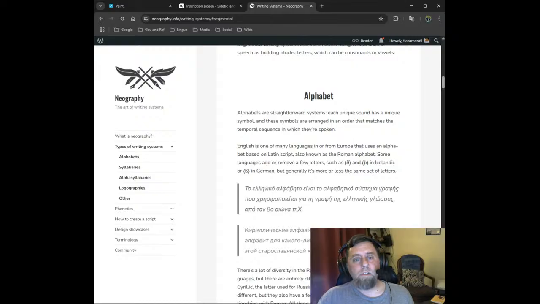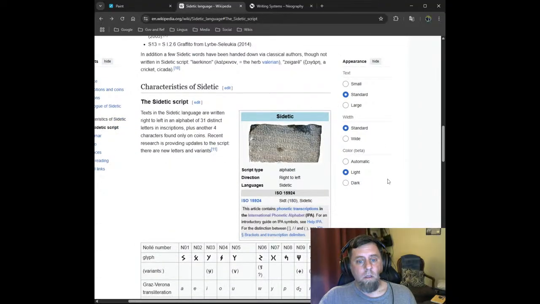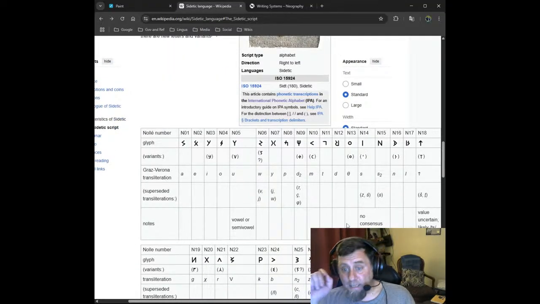Alphabets are a straightforward system. Each unique sound has a unique symbol. Now, when we go back and we look here, that's not exactly technically correct, right? Because you can have two different symbols for a sound that comes in different positions, even in an alphabet. You could have, for example, the S sound, right? You could use a different symbol when it comes at the beginning of the word or the end of the word or even in the middle of the word, and it would still qualify as an alphabetic letter.